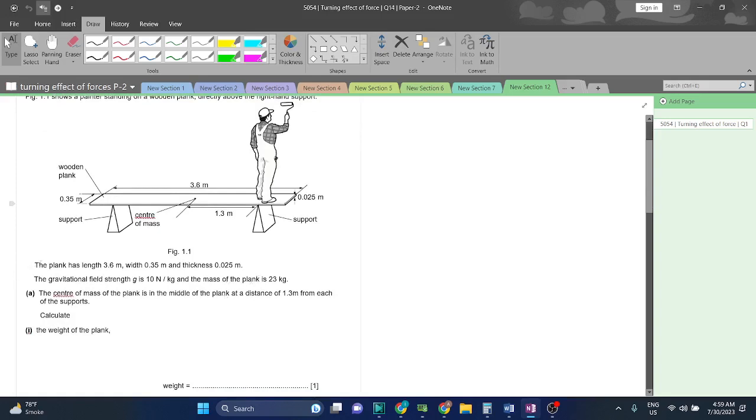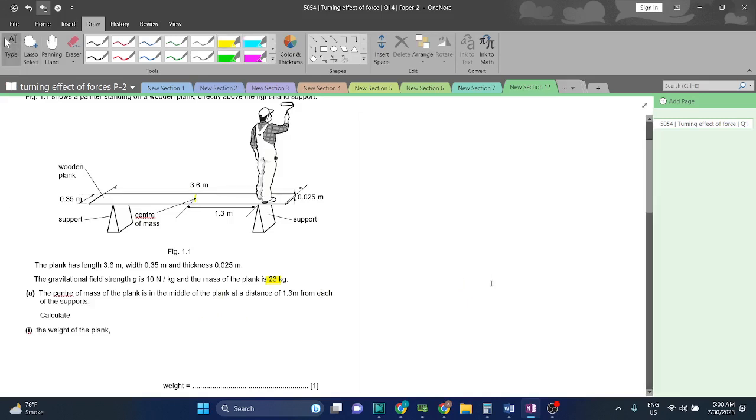The plank has a length, width, and thickness, and the values are given. The gravitational field strength g is 10 newtons per kilogram and the mass of the plank is 23 kilograms. The center of mass is in the middle of the plank at a distance of 1.3 meters from each end. This will be the distance. This will be the center of mass.